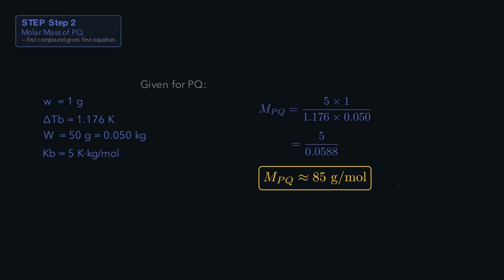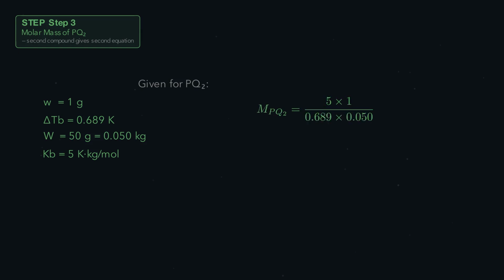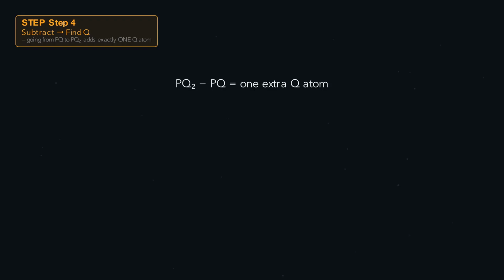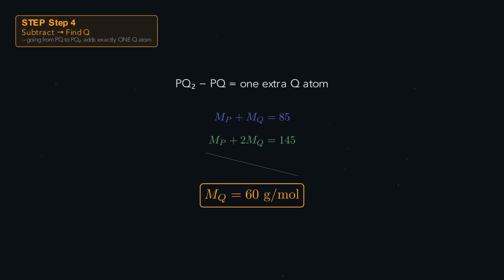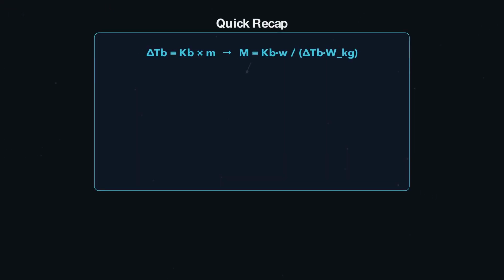The smaller elevation of 0.689 Kelvin means a heavier molecule. Running the same formula gives a molar mass of 145 grams per mole. Notice PQ2 is heavier than PQ, which makes sense. It carries an extra Q atom. Here's the key insight. Going from PQ to PQ2 adds exactly 1 Q atom, so the difference in molar masses is the mass of Q. 145 minus 85 gives us Q equals 60 grams per mole. Then P equals 85 minus 60, which is 25 grams per mole.